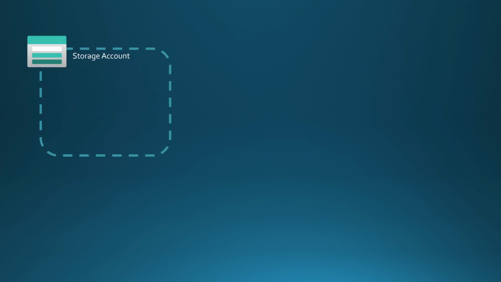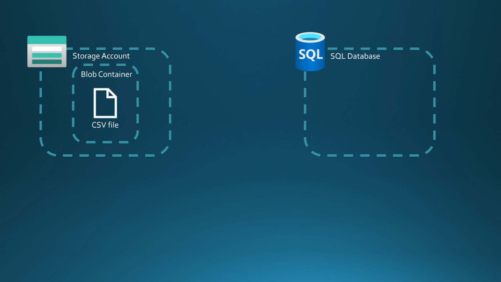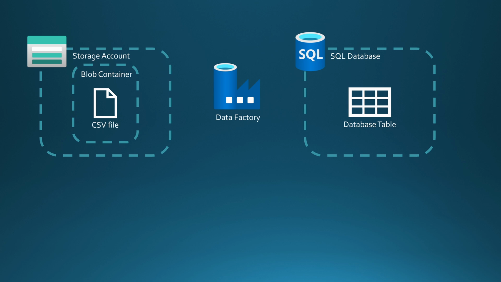Let's start with today's setup. We have a storage account. In that storage account, we have a blob container, and in that blob container, we have a CSV file. Then we have a SQL database, and in that database, we have a database table. And now we would like to use the Data Factory to copy that CSV file and its contents to that database table. But before we can do that, we have to describe the CSV file to the Data Factory.